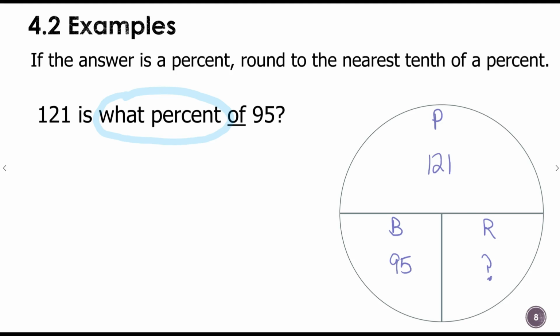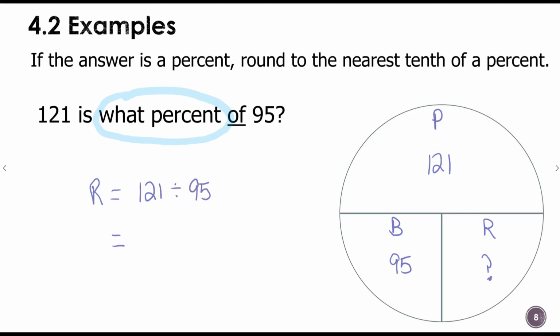If you think about this each time, what percent of 95? That's going to show you that the percent is applied to the base every time, even though in this case, a lot of times students want to put the 121 in for the base because it's the larger number, but that's not how this one's going to work out. So to find our rate, we take 121 and divide it by 95.